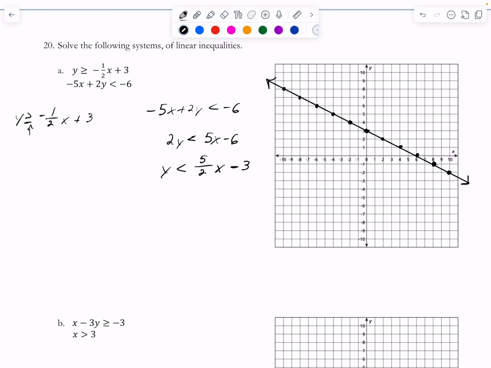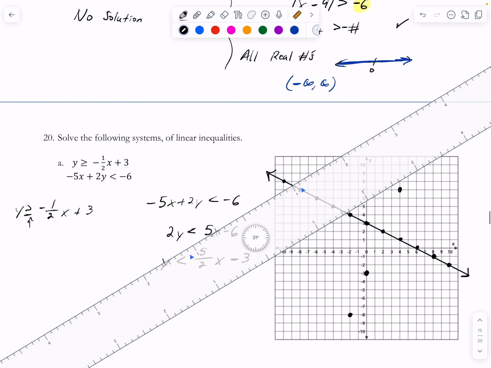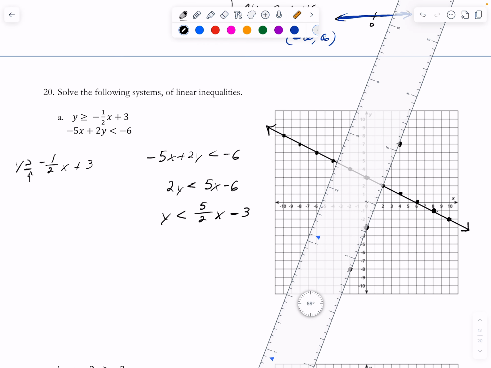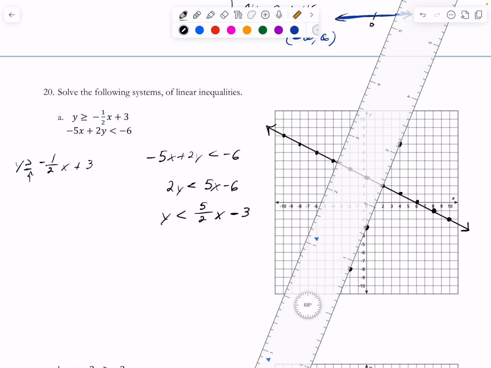My next one, the y-intercept is negative 3, and a slope of 5/2, so up 5, right 2, and again. Go down 5 and 2 to the left. And this one is going to be the dotted line because it says y is less than, it does not say or equal to. So I'm going to make this a dotted or dashed line.